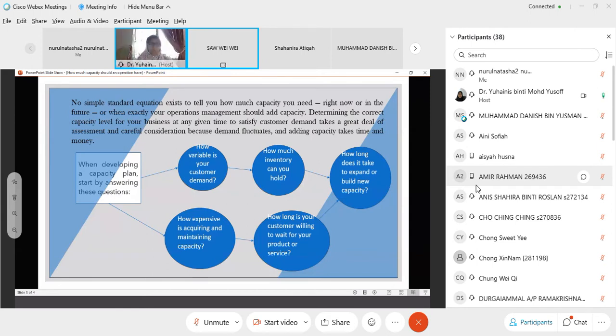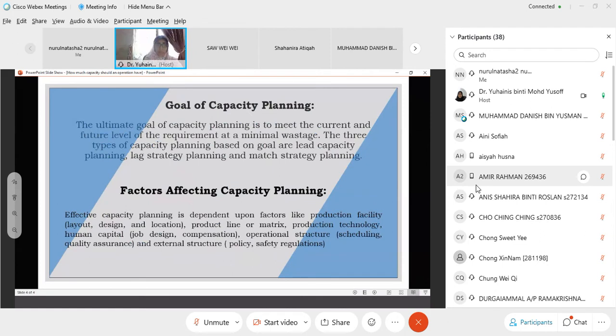Last, how long does it take to expand or build new capacity? If you have to hire people or buy equipment, expanding capacity may take a long time and require careful planning. On the other hand, you may be able to cover small increases with overtime or temporarily increase with short run inventory build ups. Okay.